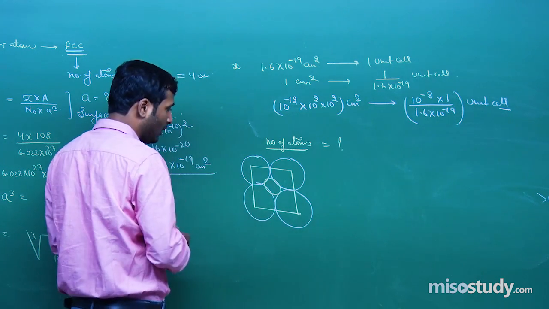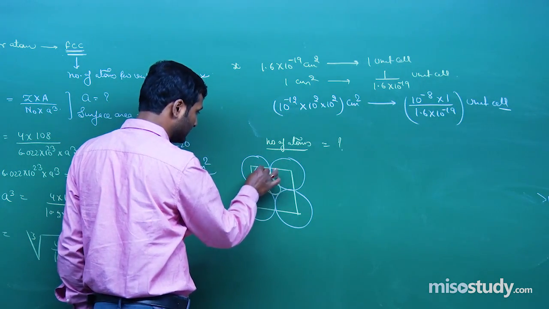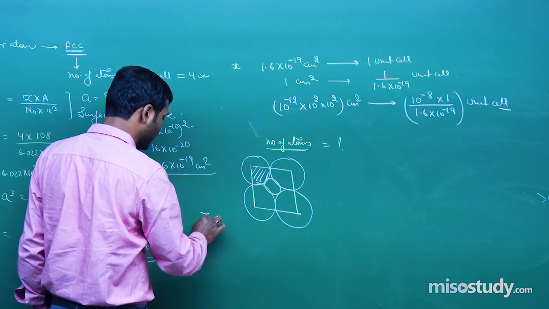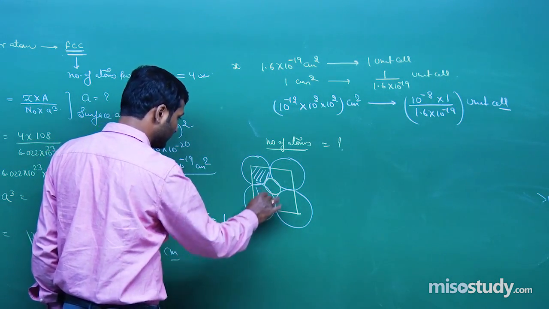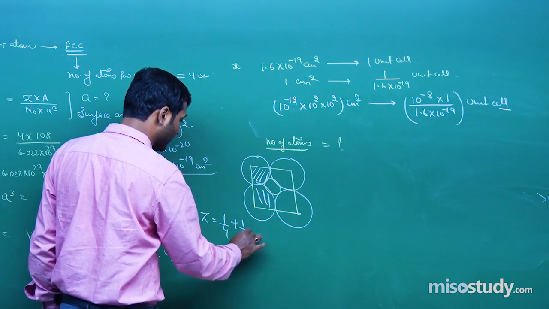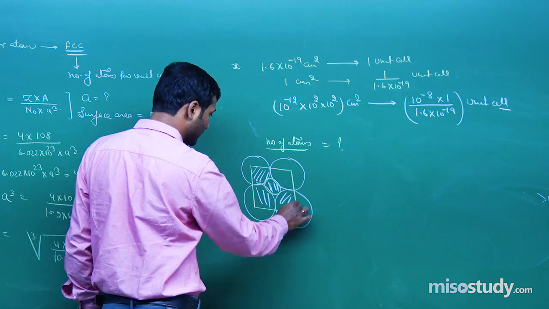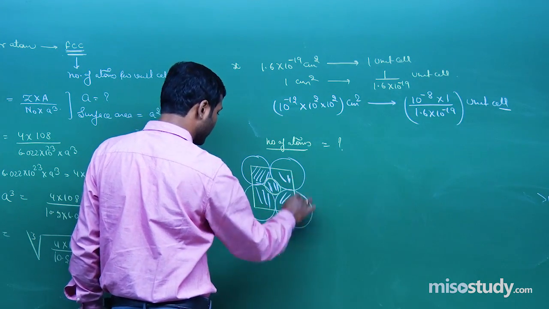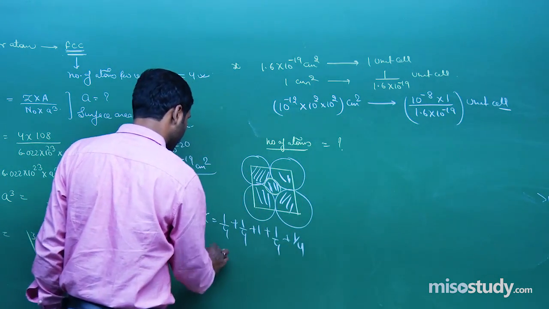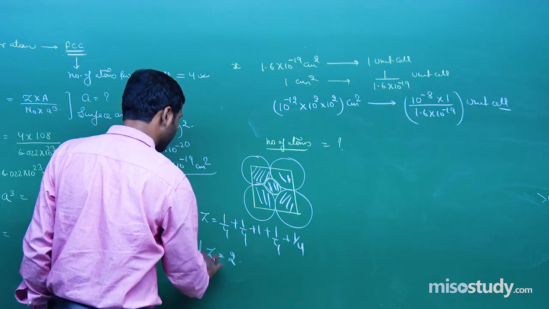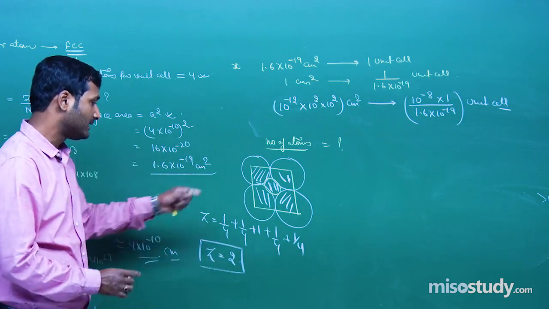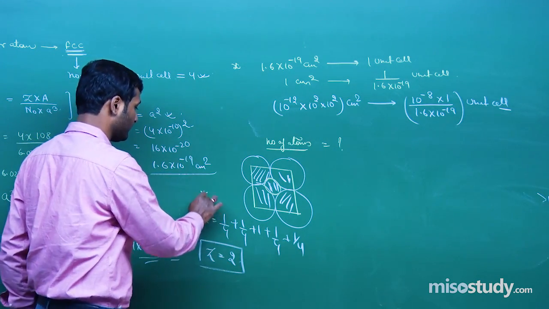Now tell me how much area is covered by the particles. This is the first, so Z is equal to 1 by 4. This is the second, again plus 1 by 4. Then this one is completely 1, plus this one again 1 by 4, and this one again 1 by 4. So in case of surface, the value of Z is equal to 2, not 4. This is the important thing, my friend.